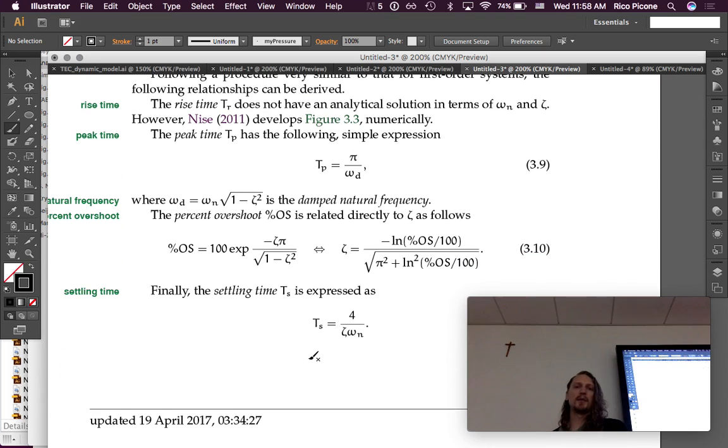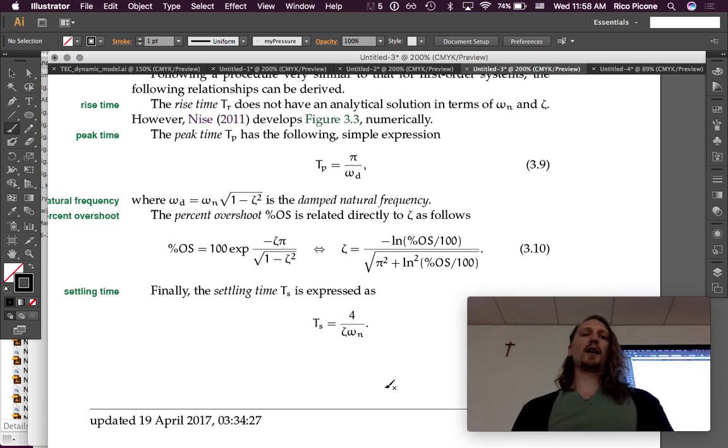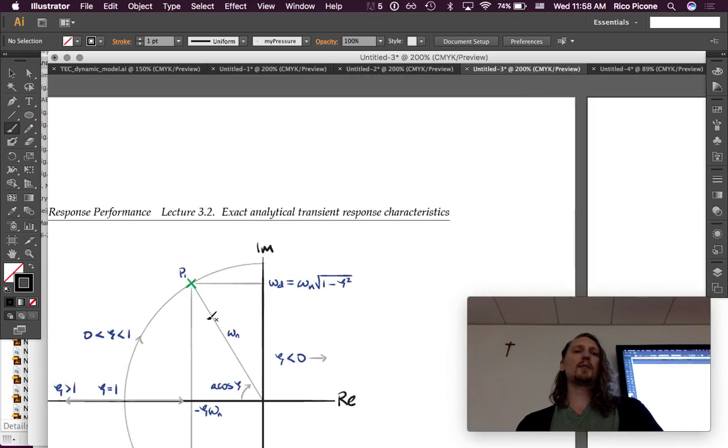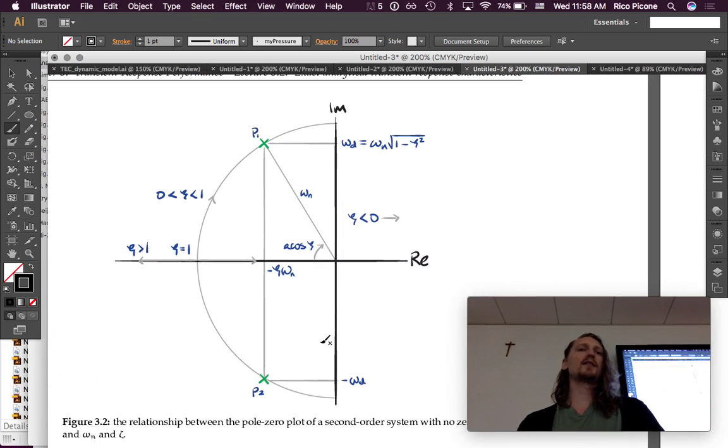Finally, the settling time can be expressed as 4 over zeta omega n. And let's review what zeta omega n is. So zeta omega n, in terms of this graphical representation, is the real axis value. So it's the real part of the poles, right? So the settling time gets larger or smaller if we have a larger zeta omega n? Smaller. Settling time gets smaller because our decay is happening faster.